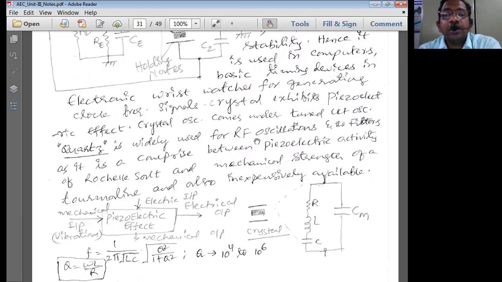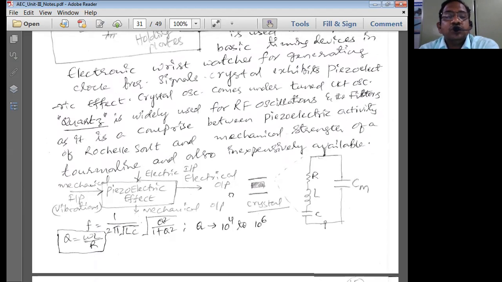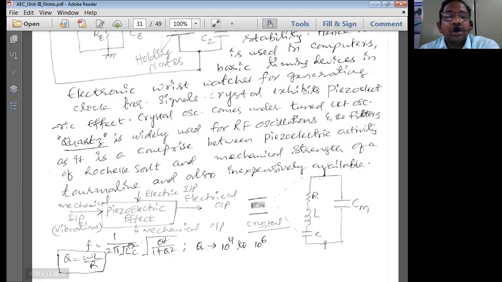Now, the important property of a crystal is that it exhibits the piezoelectric effect. That is the important point. The crystal oscillator comes under tuned circuit oscillators, where the crystal is widely used for RF oscillations and filters, as it is a compromise between the piezoelectric activity of Rochelle salt and the mechanical strength of tourmaline, and is also inexpensively available. It exhibits the piezoelectric effect, that means if you apply mechanical vibrations as input, we get an electrical signal as output.